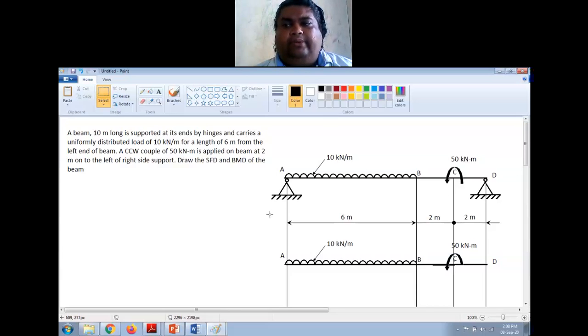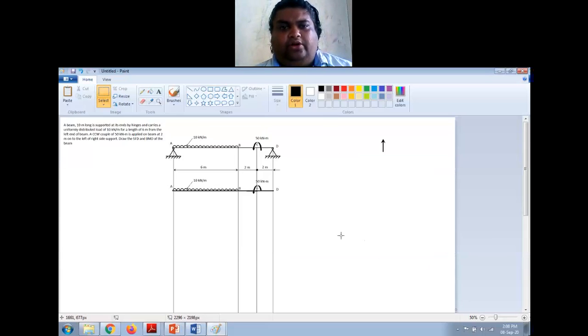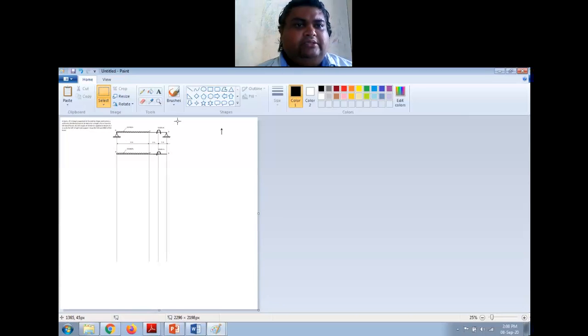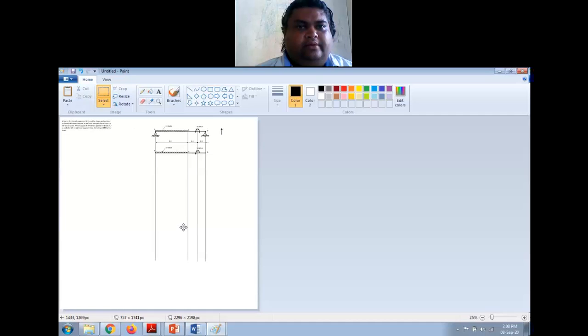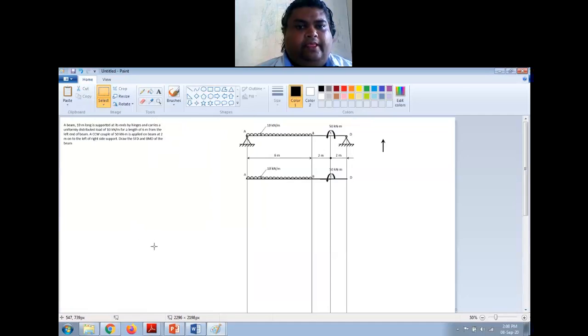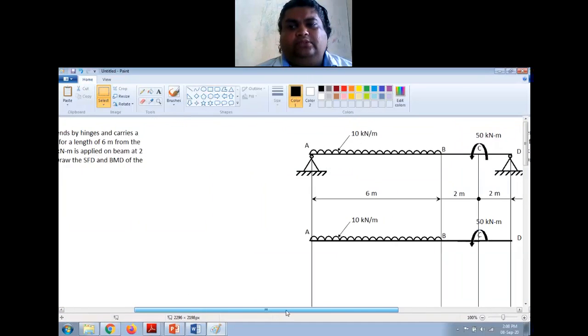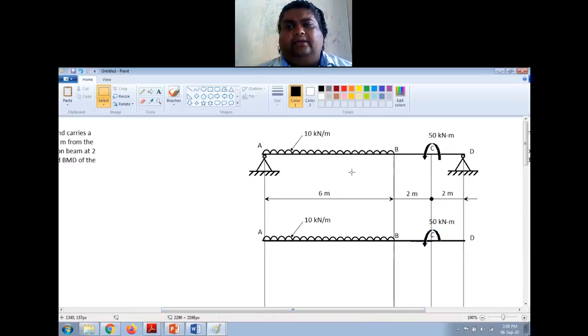Now for all the BMD and SFD problems, what you first have to do is draw this diagram representing the beam, and then we have to draw the free body diagram of the beam and find the reactions. So I have drawn the free body diagram of the beam here.